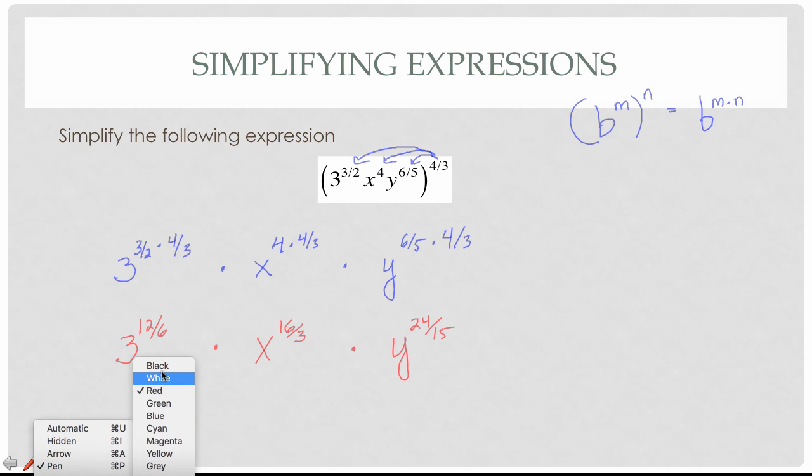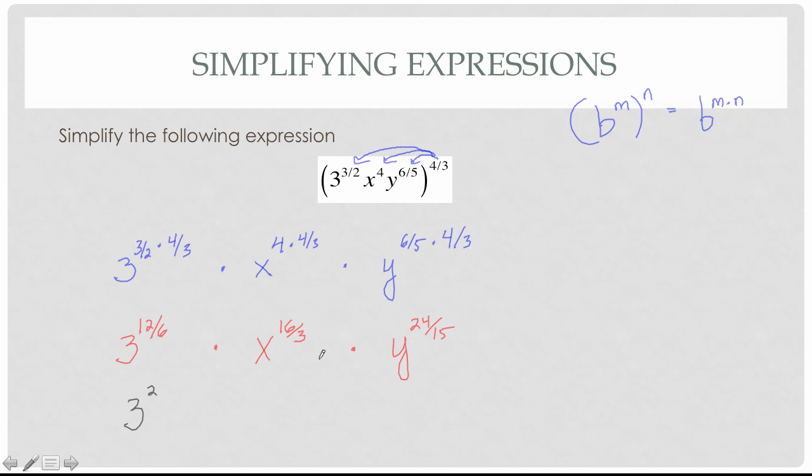Okay, now what do I do with this? Some stuff simplifies nicely. 3 to the 12/6 is the same as 3 to the 2, because 12 divided by 6 is 2. But now I got some weird stuff with x's. So how do I simplify this? Well, x to the 16/3, I can rewrite that as x to the 5 1/3, right? 3 goes into 16 5 times with the remainder of 1/3, so it's 5 plus 1/3. And then finally, the y, 15 goes into 24 1 time, with the remainder of 9. So 1 9/15. And the 9/15, I can reduce that down dividing by 3. So it turns into 3/5. I'm going to go ahead and do that here. y to the 1 3/5.